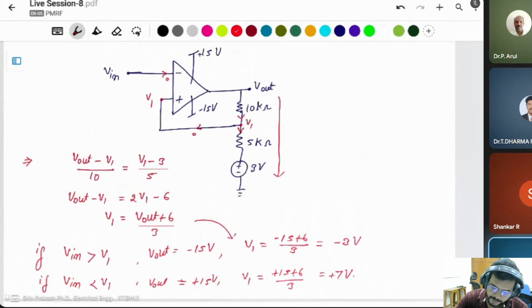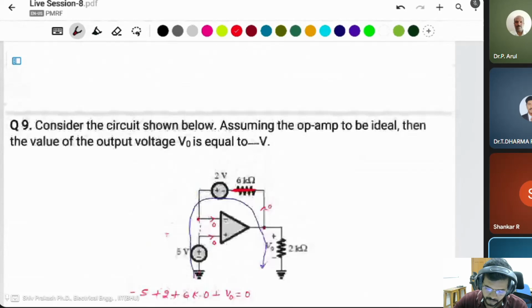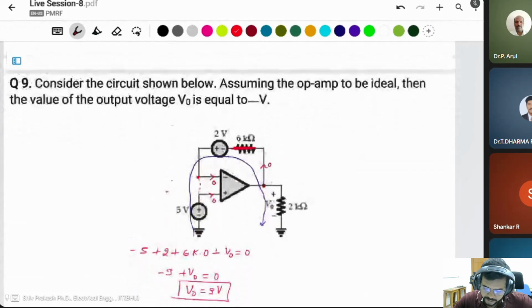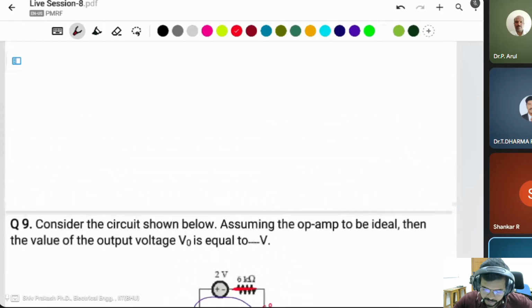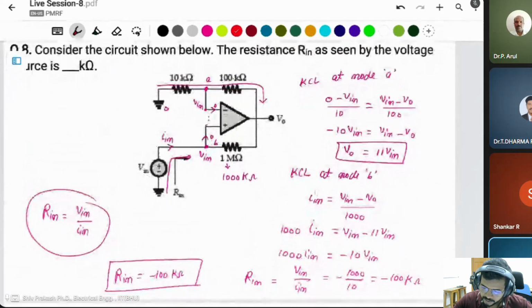Simply, you have to compare these two voltages, positive voltage and negative voltage. Yes, I mixed up the question number 8 and 9. Can I see it again? This is 9, and 8. Yes, this one.